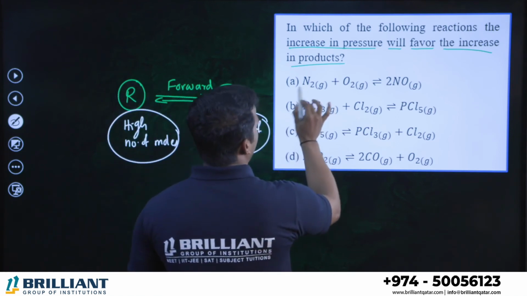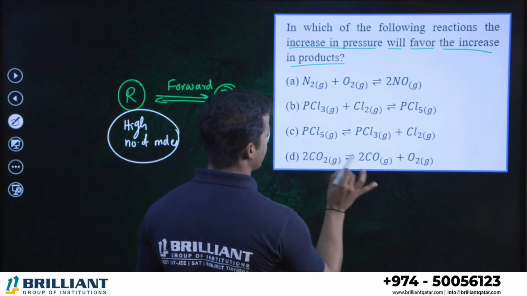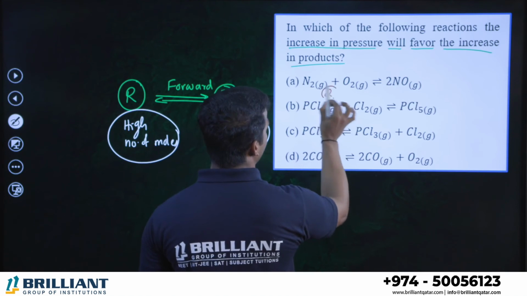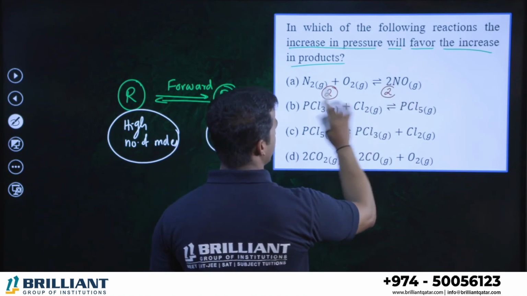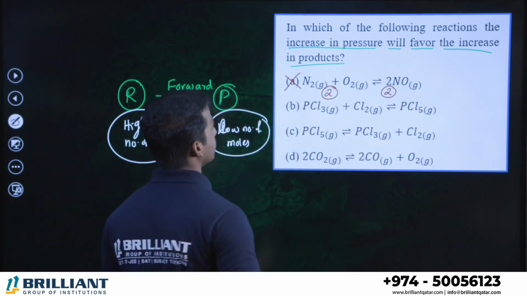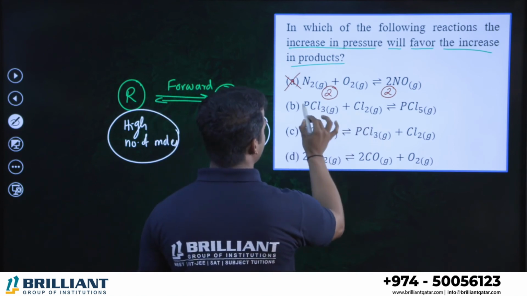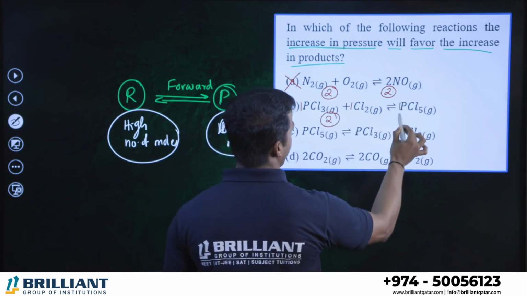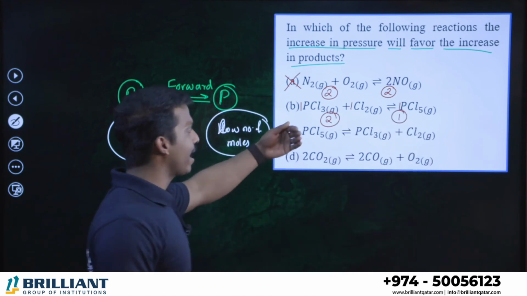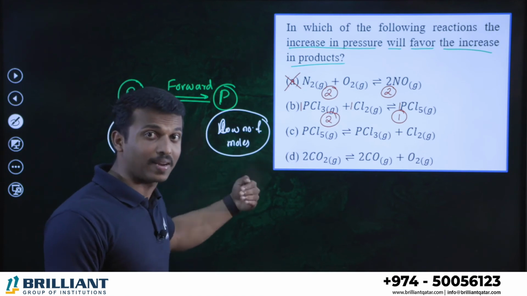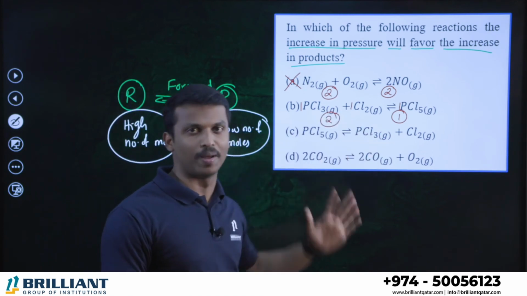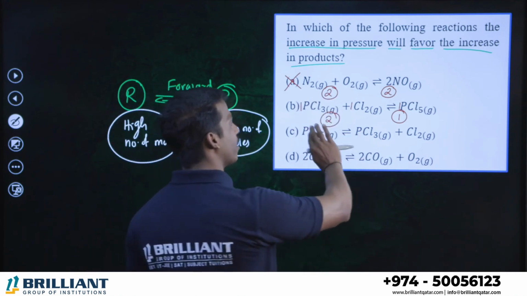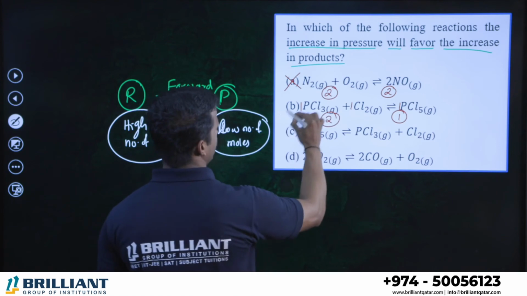I think all are gases, right? Here 1 nitrogen, 1 oxygen, so total 2 moles on the left, and 2 moles on the right, so it is not affected by pressure. How many moles of reactant on the left side? 1 PCl3, 1 Cl2, total 2 moles on the left side and 1 mole on the right side. Here the reactants have a greater number of moles and the product a lower number. When you increase the pressure, the reaction shifts from the higher number of moles to the lower number of moles. Yes, it can be the answer.